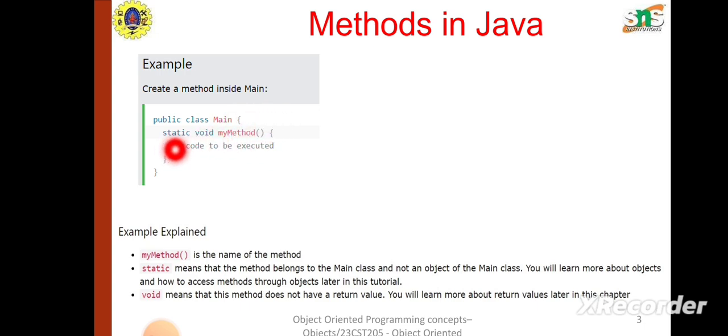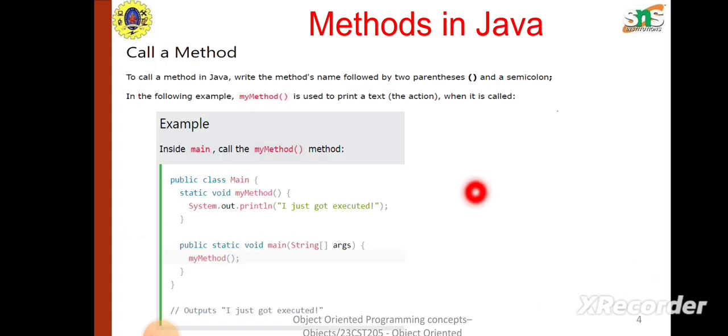Why I have given static here is, when I use the static keyword, I do not need any object to run that method. Otherwise, if it is a normal method, which means without using the static keyword, I have to create an object for this class to access the method inside that class. Instead, I can give static so that I need not any object to call this method. So to call a method in Java, write the method's name followed by two parentheses and a semicolon.